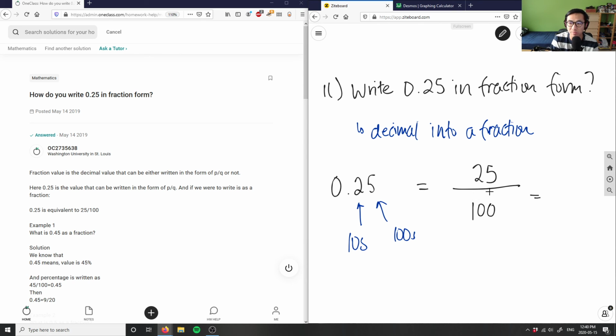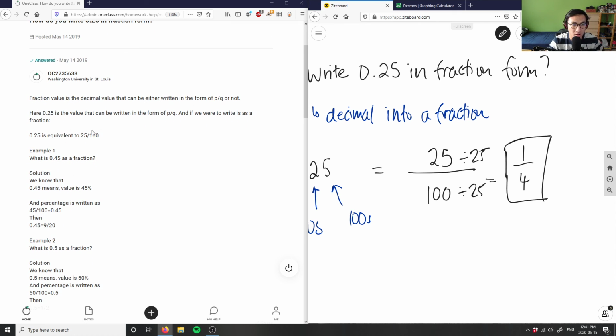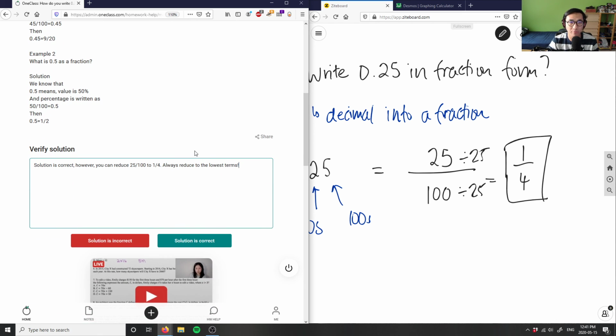And again, I can reduce both of these guys by the greatest common factor. In this case, it'd be 25. And this here would equal 1/4. So this here is my solution for this problem here. So 0.25 is equivalent to 25/100, but you can also reduce this even further to 1/4. So the solution is correct. However, you can reduce 25/100 to 1/4. Always reduce to the lowest terms. So that's going to be question 11 for today.